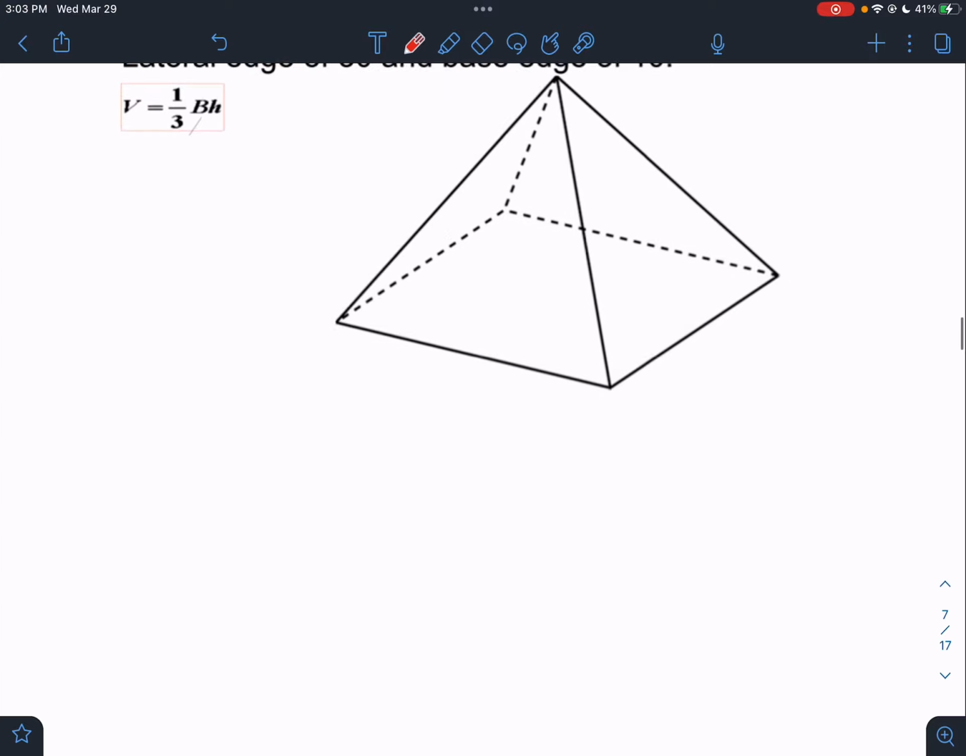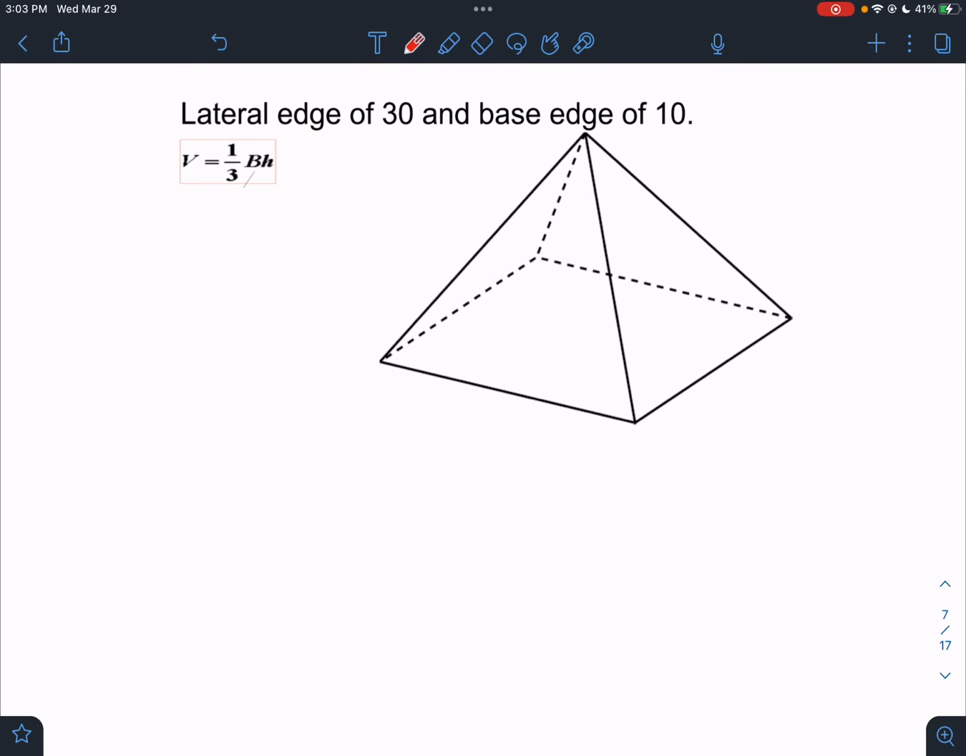Let's do some problems. Before we do this, we need to understand there's 2 situations. I might give you the lateral edge, which is this piece. I might give you the slant height. Those are the 2 things I might give you. Your goal is to get the height, and that's this number.